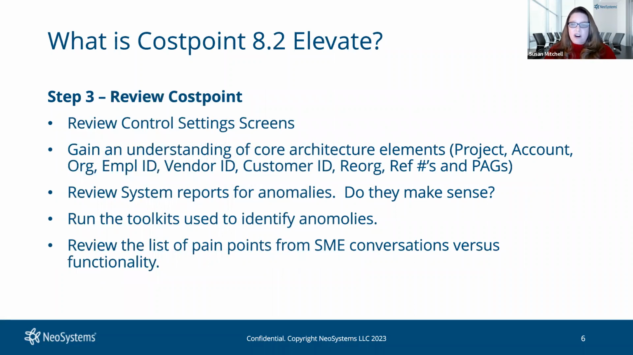Gain an understanding of the core architecture elements if you don't already have an understanding of that. So the project, the account, the org, the Impl ID, vendor ID, customer ID, reorg, ref numbers, tags. So kind of the core fundamental architecture elements, how are they being used and how are they relating to one another? One of the things that I will say sometimes when I've done these types of projects is that I will find that there are different elements, some of these fundamental elements that weren't initially implemented or weren't needed, but could easily solve a problem for a user.